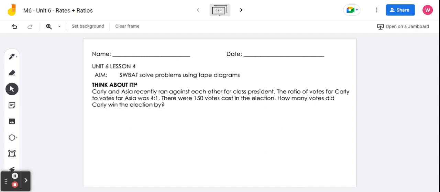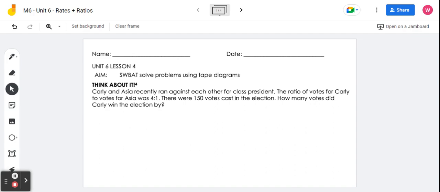And then today we're going to be using a tape diagram just as a way of representing equivalent ratios that have the same units. So let's take a look at this first think about it question. If you could please have your notebook open, in the top left-hand corner, please write Unit 6, Lesson 4. Our aim for today is that we want to be able to solve problems using tape diagrams. And so what is that going to look like?